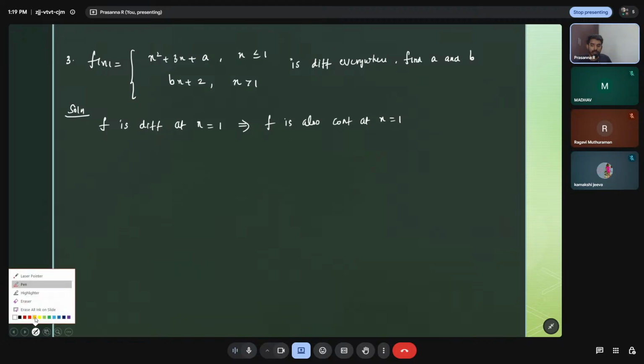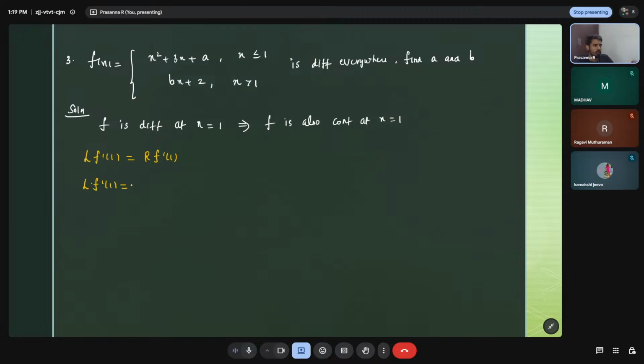I'll give you one shortcut to find L of f dash and R of f dash if it is differentiable, right? If it is differentiable, L of f dash of 1 will be equal to R of f dash of 1. So how to find L of f dash of 1? You can go by definition. I'll give you one shortcut. If it is differentiable only, it will work. If you want to check differentiability, you have to use the definition only. Suppose in the question it is given that it is differentiable and you have to find some unknowns, then you can make use of this.